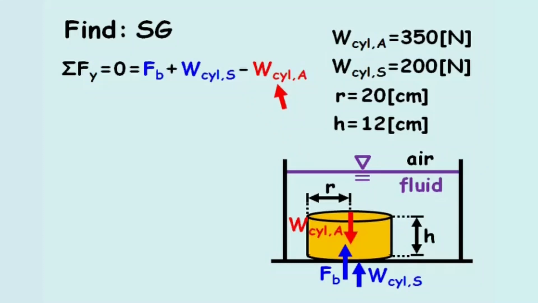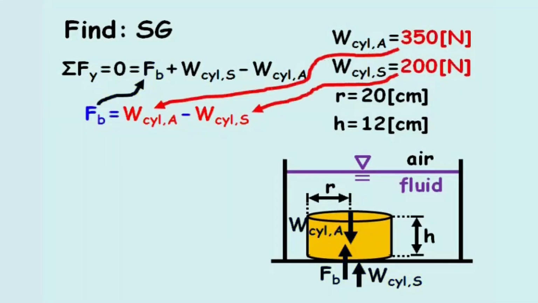The buoyant force is a function of the specific gravity. Therefore, we'll solve for the buoyant force, which equals the weight of the cylinder in air minus the weight of the cylinder when submerged. After plugging in these weights, we compute the buoyant force equals 150 newtons.